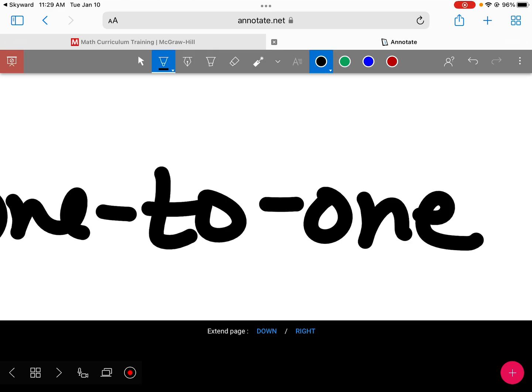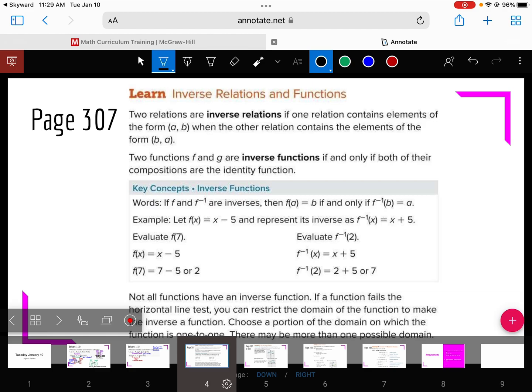We'll talk a little bit more about functions and 1-to-1. But today our big focus is going to be on something called inverse relations. Page 307 in your book for me.